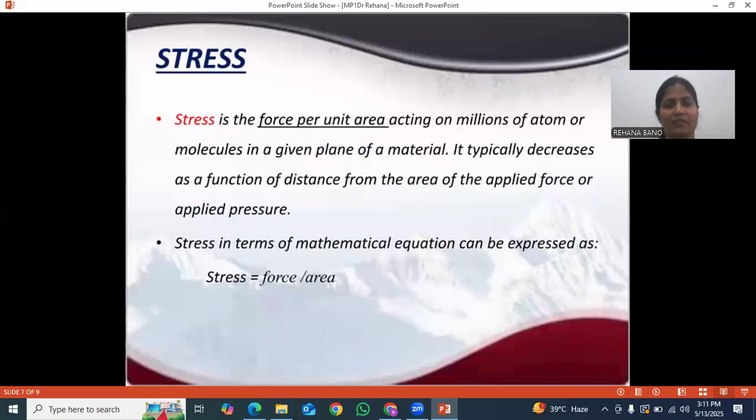So stress. What is the stress? Stress is basically a force per unit area acting on millions of atoms or molecules in a given plane of material. It typically decreases as a function of distance from the area of applied forces. It can be denoted as force upon area.